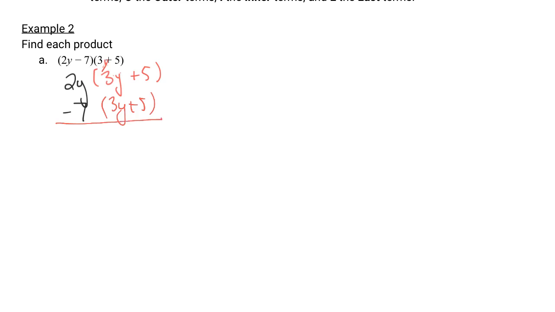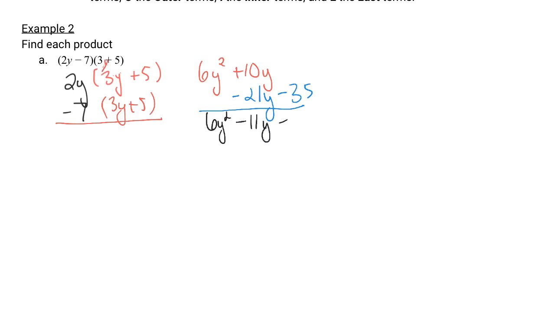So 2 times 3 is 6. y times y is y squared. 2y times 5 is plus 10y. Then we move down a row and over a column. Negative 7 times 3y is minus 21y. Negative 7 times positive 5 is minus 35. We add them together, get 6y squared minus 11y minus 35.